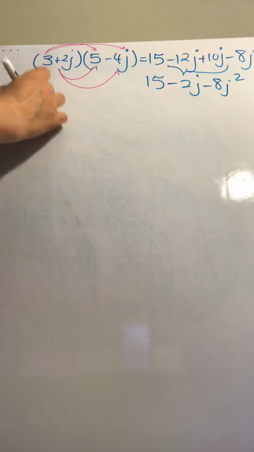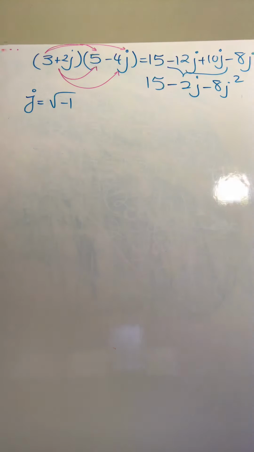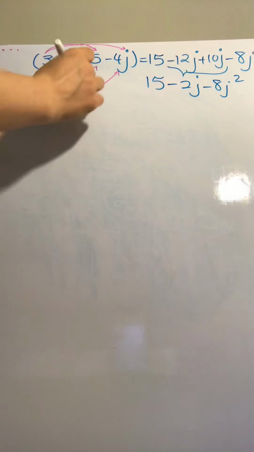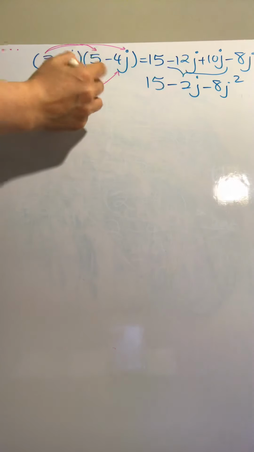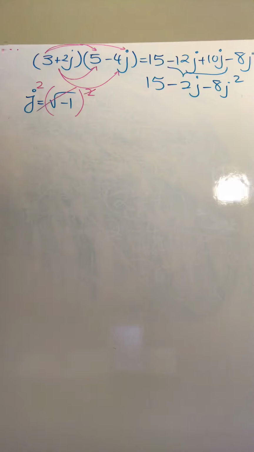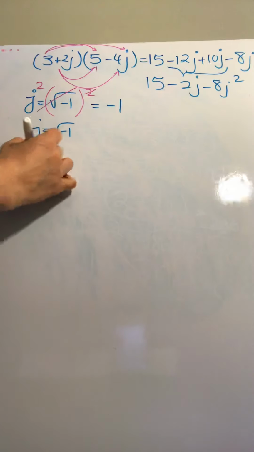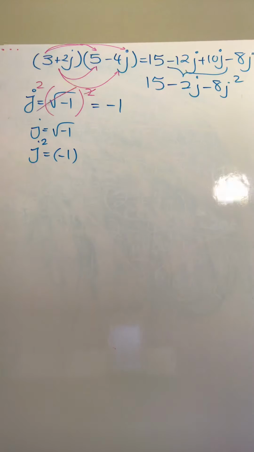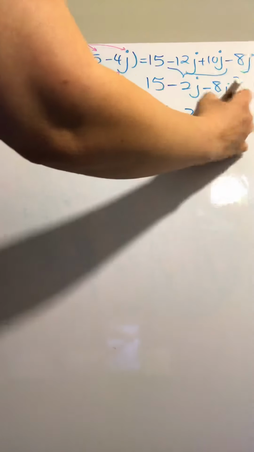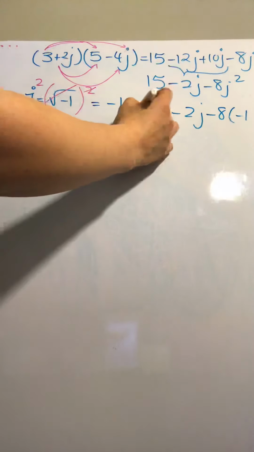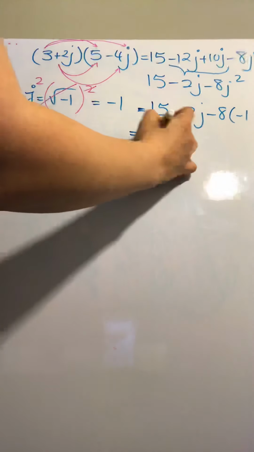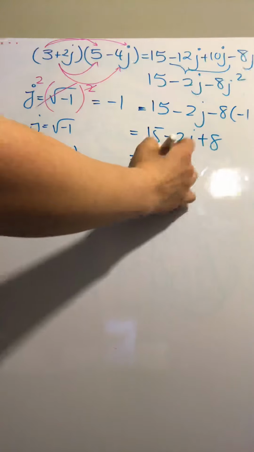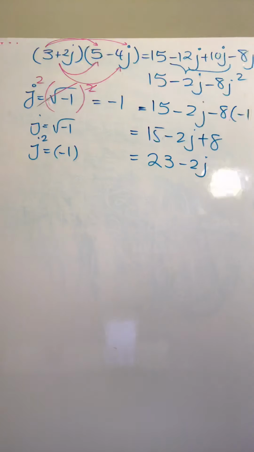We realize that J is the square root of negative 1. What is J to the power of 2? J to the power of 2 is the square root of negative 1 to the power of 2. With the 2 and the square root canceling, J to the power of 2 is actually negative 1. So J is the square root of negative 1, and J squared is negative 1 itself. So let's take the negative 1 and replace it there. So I'm going to have 15 minus 2J minus 8 times negative 1, and that is going to be 15 minus 2J plus 8. So 23 minus 2J. That was the first example of multiplying two complex numbers.